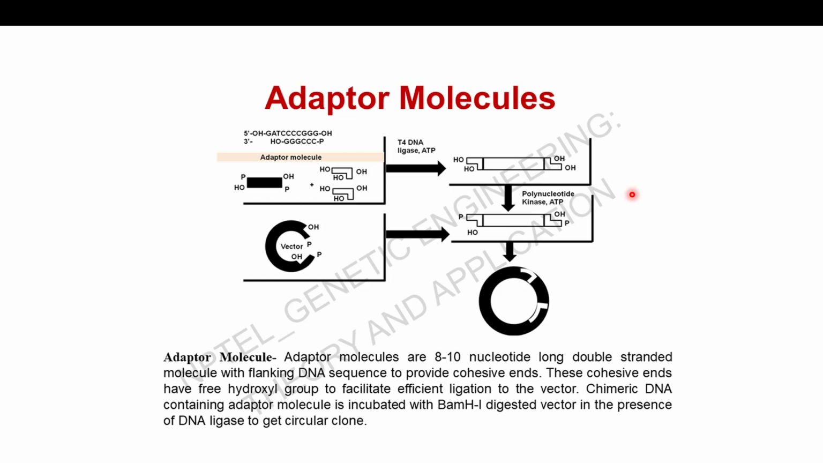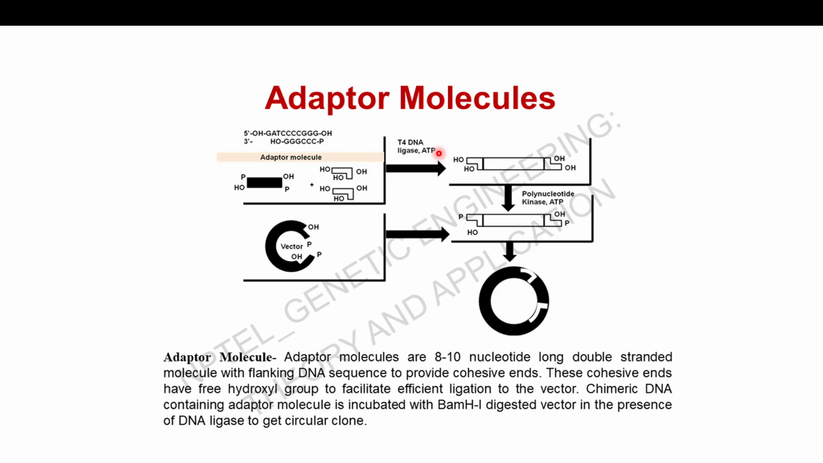Now, similarly, adapter molecules can be used, which are again 8 to 10 nucleotide long double-stranded molecules with flanking DNA sequence to provide cohesive ends. This is an example of an adapter molecule with this particular sequence here, and this is the blunt-ended DNA, and this adapter molecule is added using a DNA ligase enzyme in the presence of ATP.